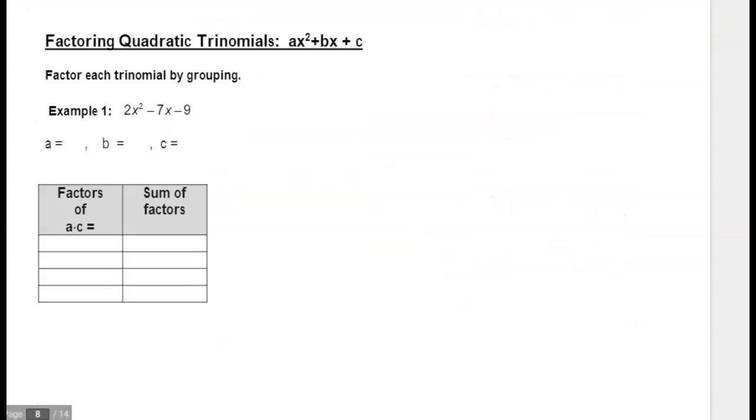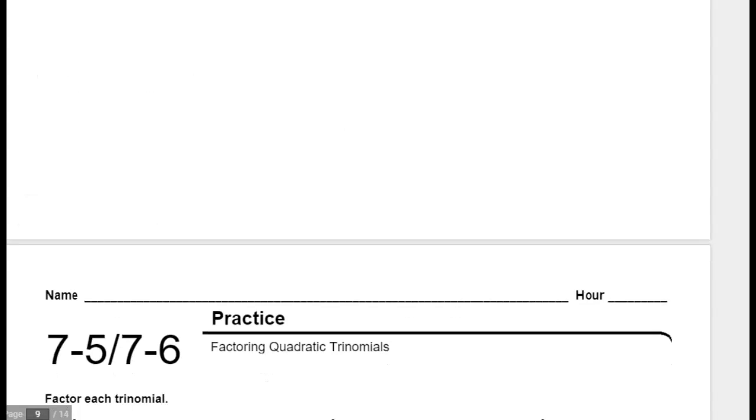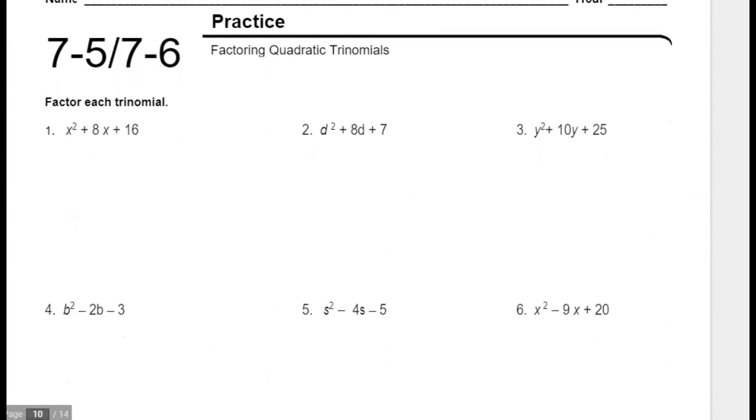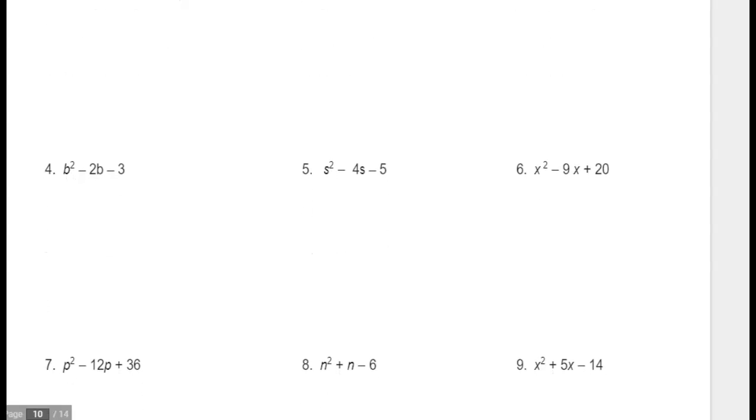So now we're going to come down. We're going to skip a page, 2 pages. And I want you to try 1 through 6 on your own.